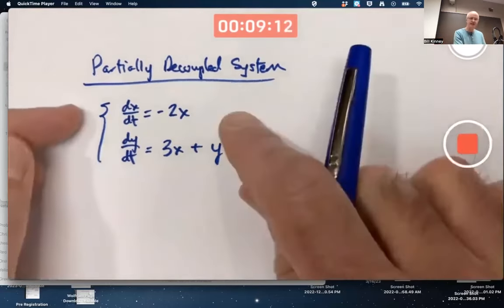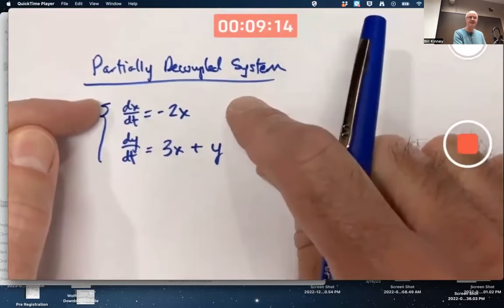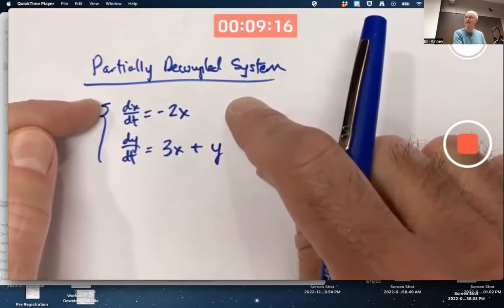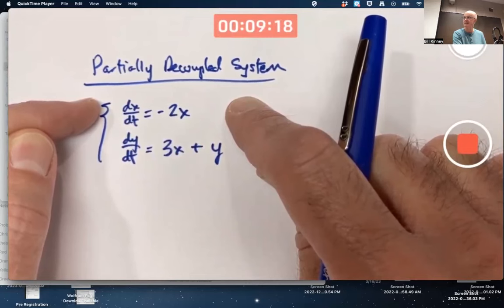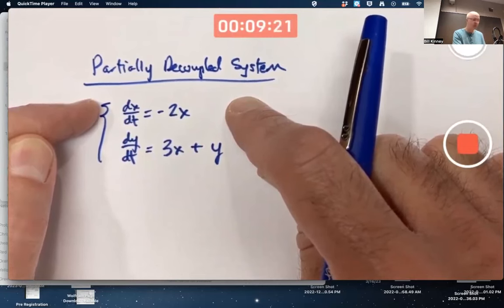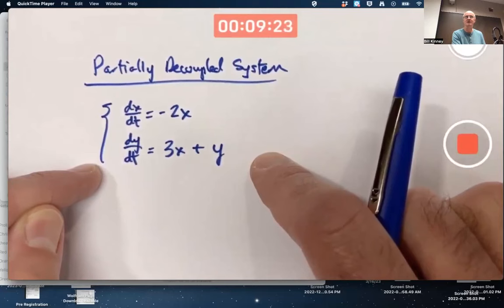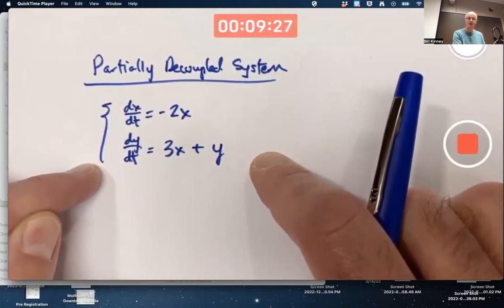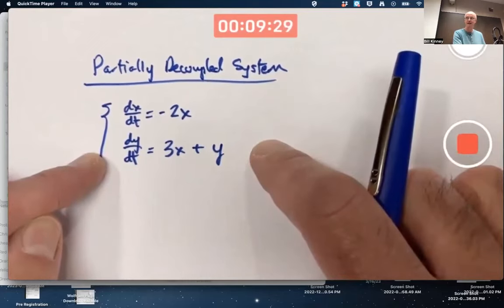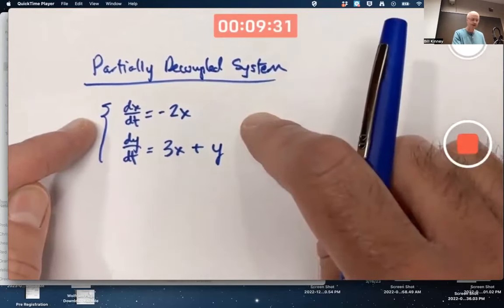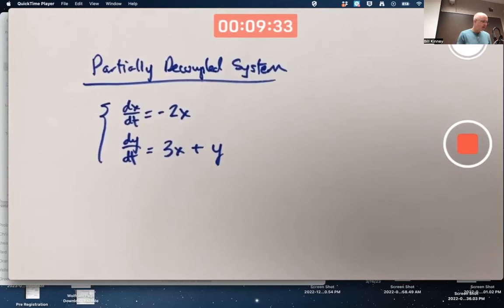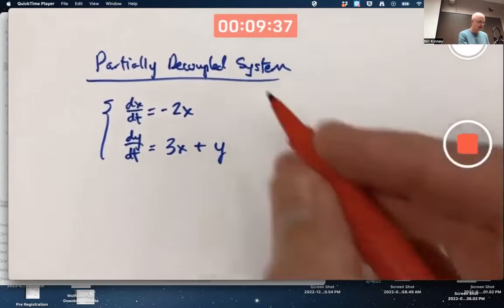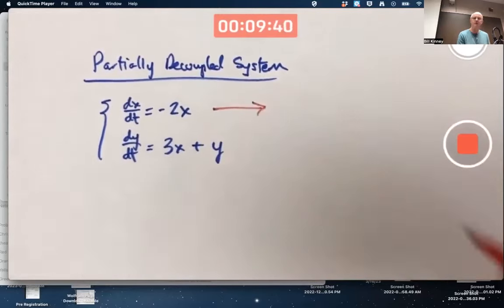This is partially decoupled. X's differential equation, right-hand side, only depends on x. X is decoupled from y, but y's differential equation in part depends on x. So there's a partial coupling, or you might say a partial decoupling. How could we possibly solve such a system of differential equations? Well, because x is decoupled from y, we can solve for x first.